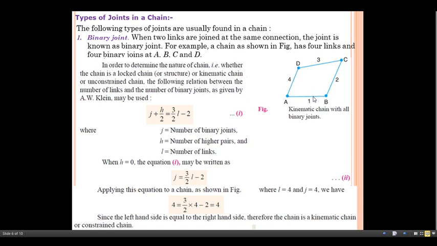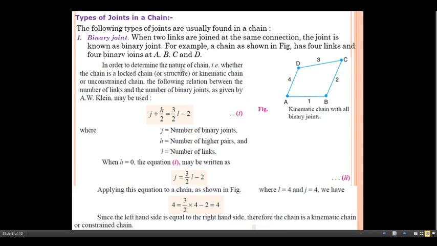The joint between link number 1 and 4 is a binary joint, because the two links are connected at a single point. It is the same case here: this link and this link are connected at a single joint. The two links are connected at a point. This is the case of a binary joint. Let us check whether this one is a kinematic chain or an unconstrained chain.